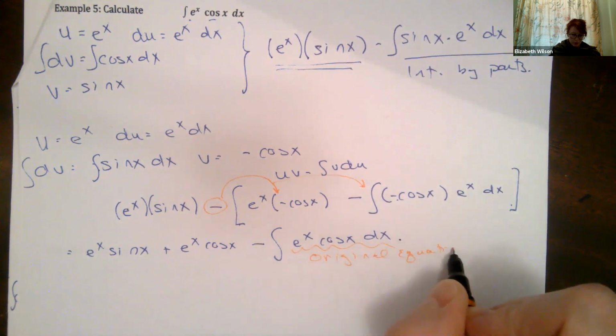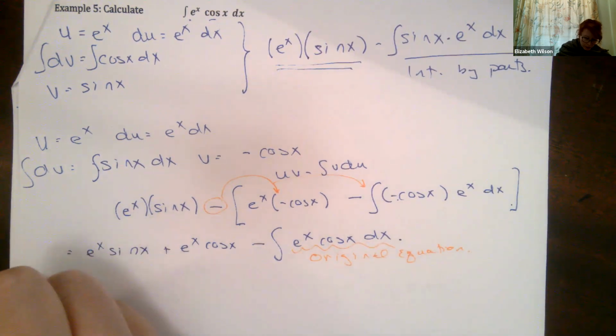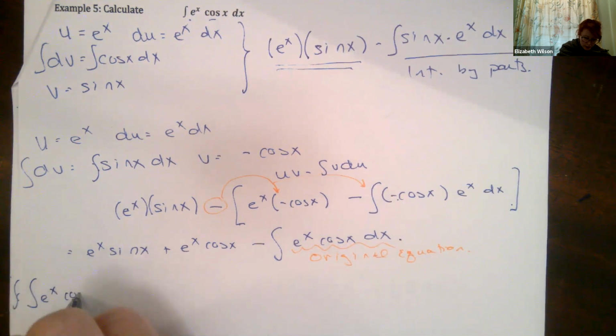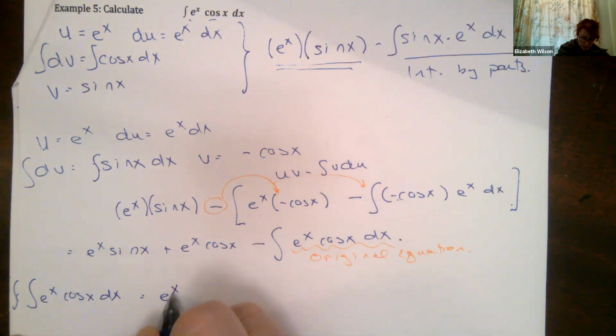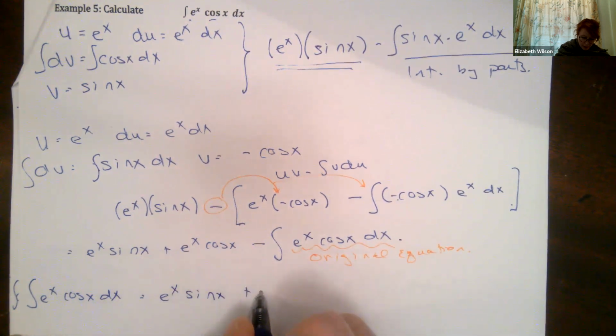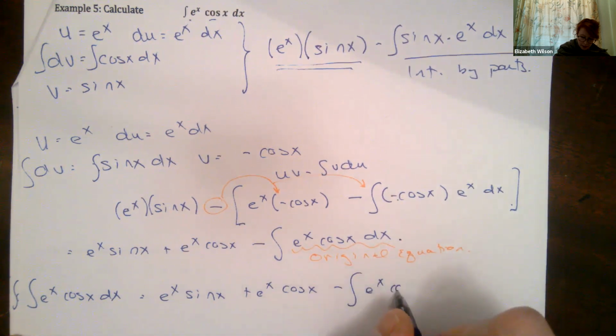That's our original equation, right? So our original equation is, let me just write it all out from the beginning. So I've got the integral of e to the x cosine of x dx equals, I'm going to write this over, e to the x sine of x plus e to the x cosine of x minus the integral of e to the x cosine of x dx.